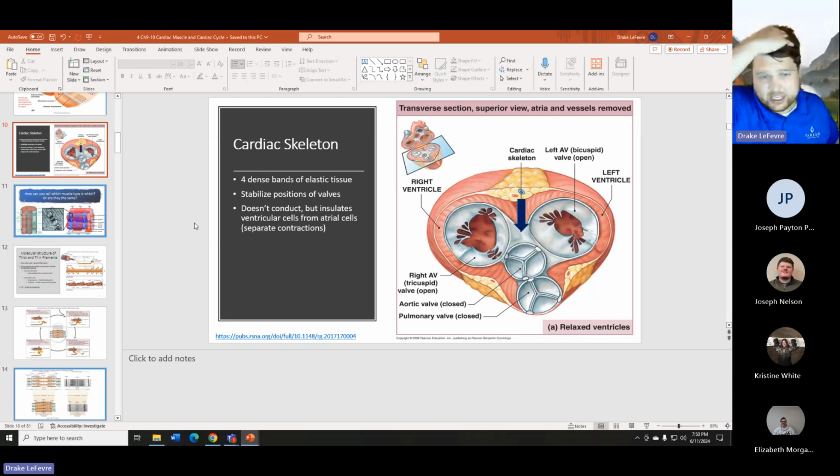You guys have already talked a little bit about EKGs and that kind of stuff, and what the P wave versus the QRS complex are. And so we'll look at why the cardiac skeleton is super, super important in maintaining and keeping a good EKG waveform. Okay, it plays a very, very important role in that.